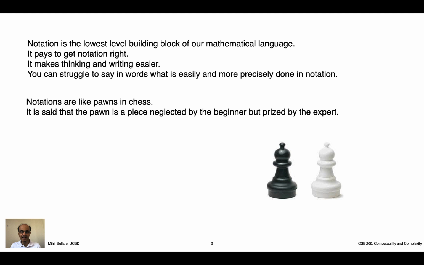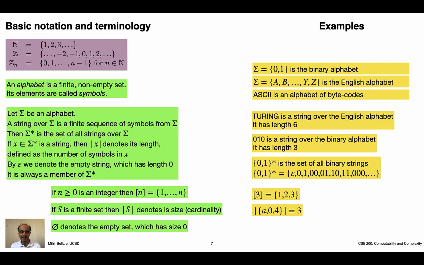Think of notations like pawns in a chess game. From a point perspective, they're the lowest valued piece, but it's said that while they're neglected by a beginner, they're prized by the expert. So that hopefully has given you a little more motivation to actually sit through some description of basic notation. So let's go through that. And hopefully with this perspective, it's not quite as boring as it may have been before.